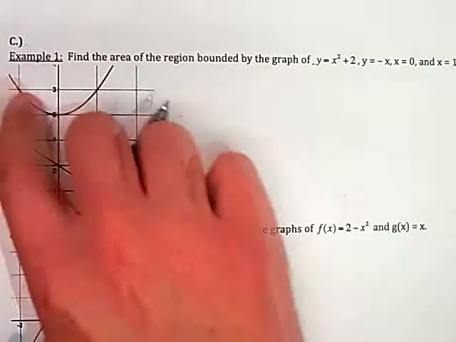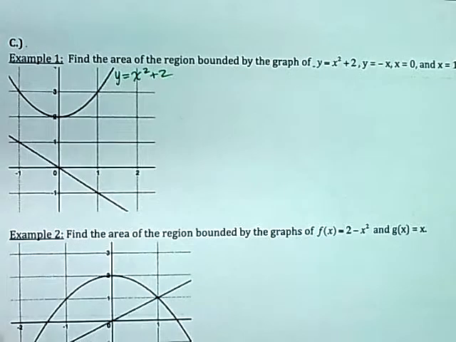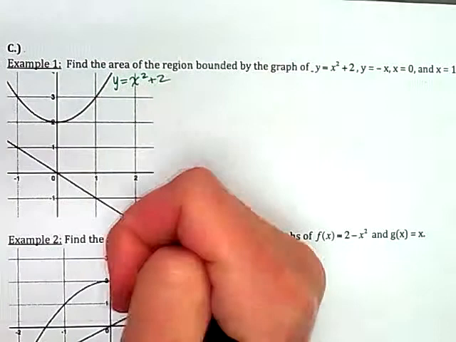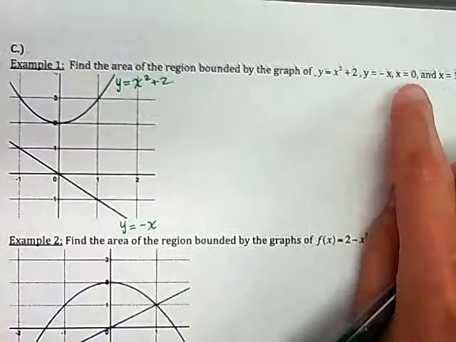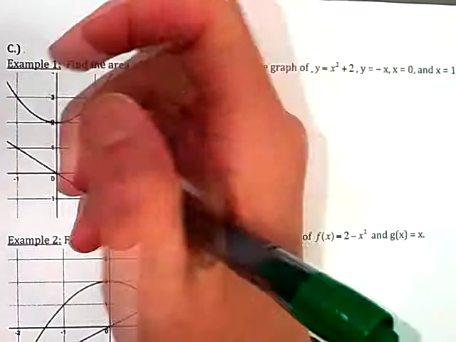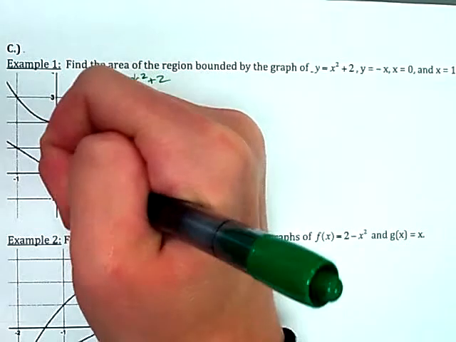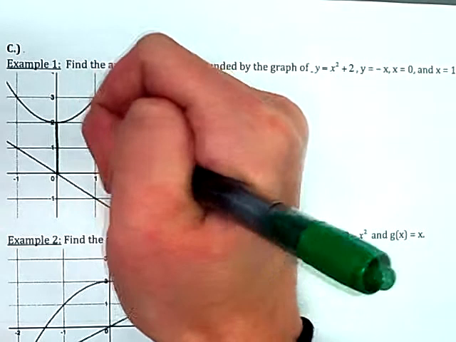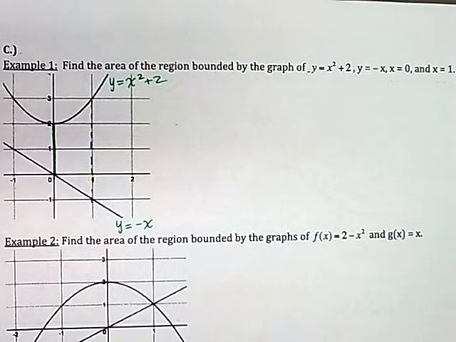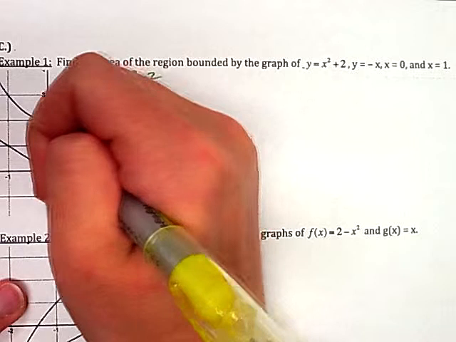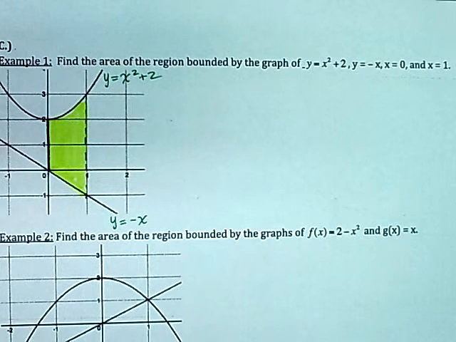So the top function here is y equals x squared plus 2. Then the bottom function here is y equals negative x. Now the lines x equals 0 and x equals 1 are vertical lines, right? So x equals 0 would be along the y-axis, then x equals 1 is the vertical line through the x value of 1. So essentially I'm going to shade the region we're thinking about. So it'd be that whole region.